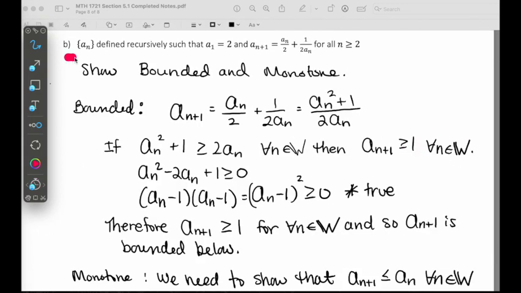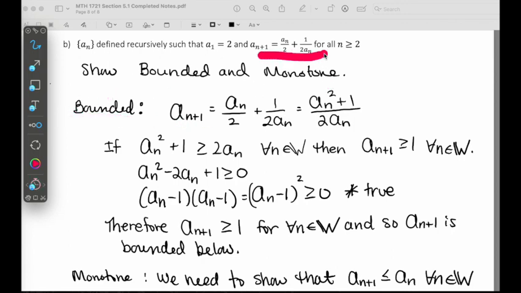In this last example of the lesson, we're going to go through and show that another sequence converges using the monotone convergence theorem. So in this example, we have a recursive sequence where we're given the first term, and then we're given the n plus 1 term when n is greater than or equal to 2. So the first thing we're going to do is show that it's bounded. But remember, we need to show that it's bounded and monotone to use the monotone convergence theorem. I'm going to start off with showing that this is bounded.